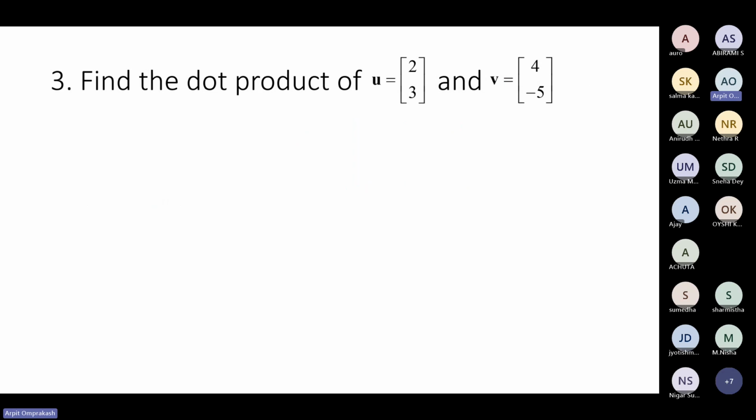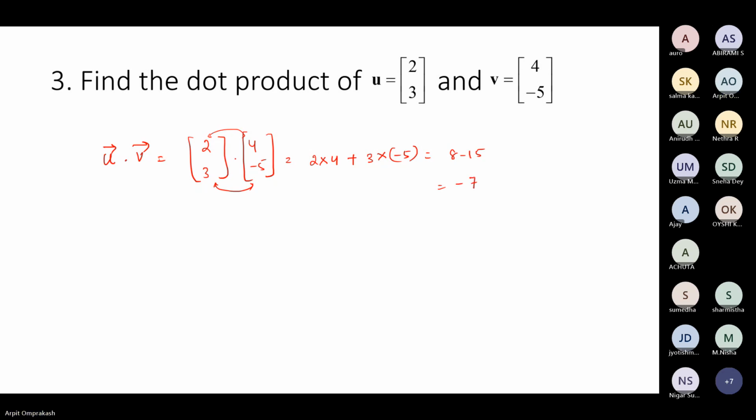In the third question, we have to find the dot product of 2, 3, and 4, minus 5. So we have the vectors u and v. u is given as 2, 3, and v is given as 4, minus 5. We need to find the dot product of those. What we'll do is multiply the corresponding elements and add the products. So 2 into 4 plus 3 into minus 5, which is equal to 8 minus 15, which is minus 7. Is that clear?